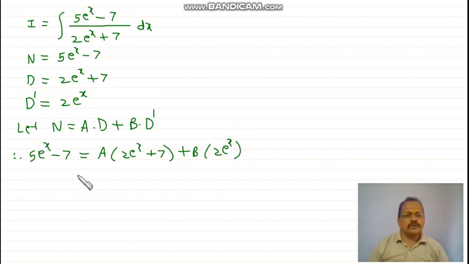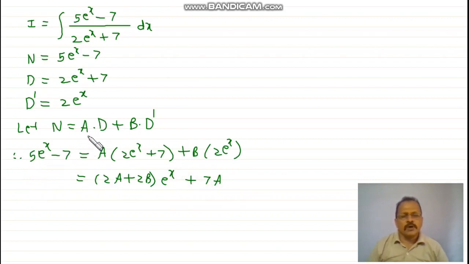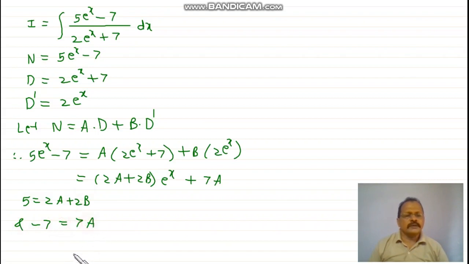This is equal to (2a plus 2b) times e raised to x plus 7a. Comparing the coefficient of e raised to x and the constant term on both sides, we get 5 is equal to 2a plus 2b and minus 7 is equal to 7a. From this latter equation, a is equal to minus 1.